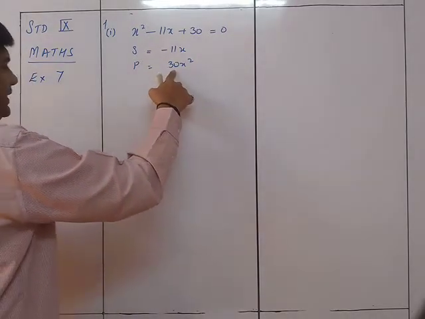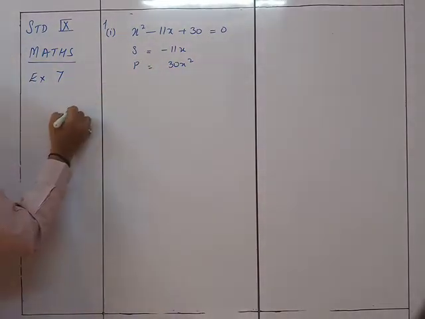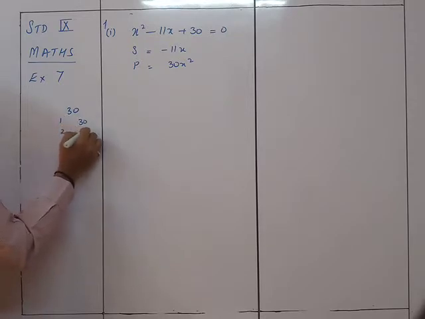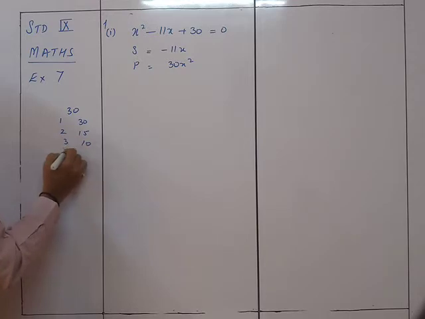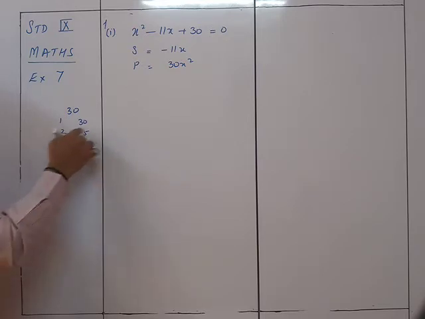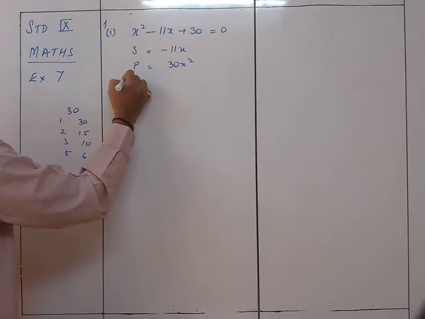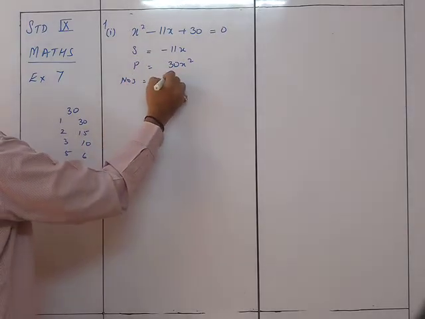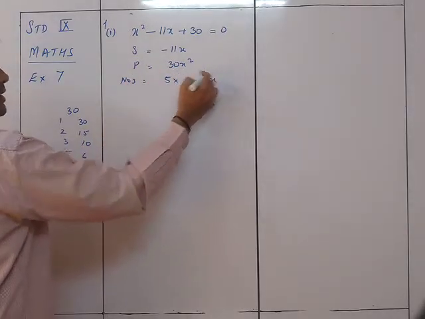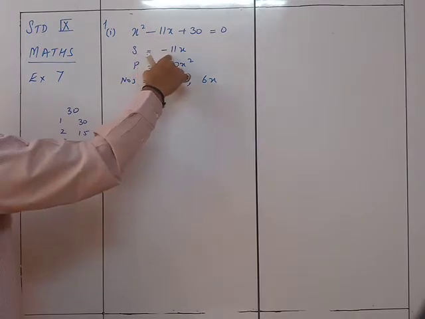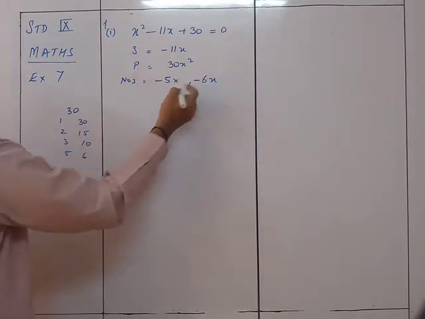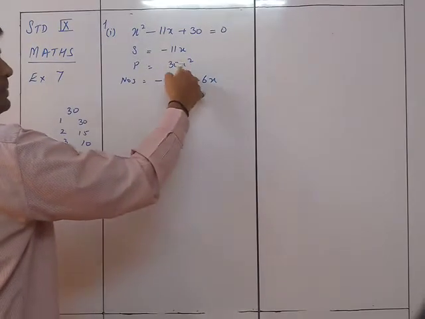So if I take the 30 and split it, 30 can be divided as 1 and 30, 2 and 15, 3 and 10, and then 5 and 6. So 5 and 6 is 11. Anywhere else I am not getting 11, but this pair is giving me 11. So therefore the numbers will be 5x and 6x. But I want a negative 11, so it will be minus 5x minus 6x.